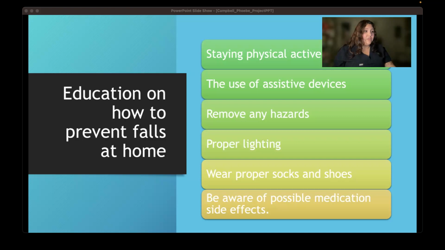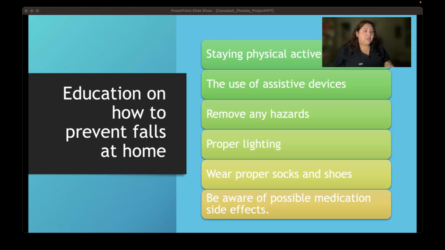Remove any hazards, clearing all walkways for those high traffic areas, moving electrical cords, securing loose rugs, using a non-slip tread on rugs, repairing broken floorboards, storing everyday items in easy to reach places, and cleaning up all spills immediately.